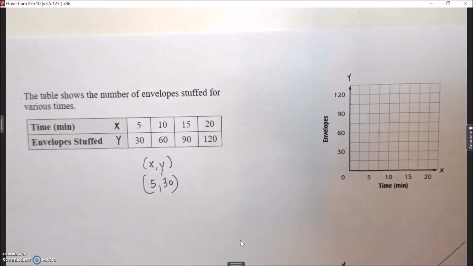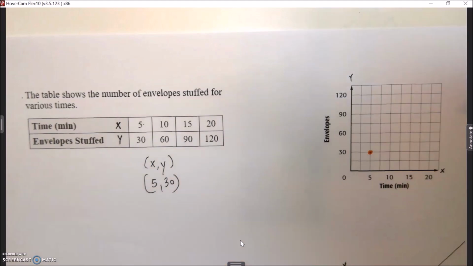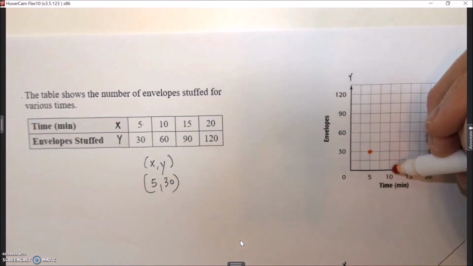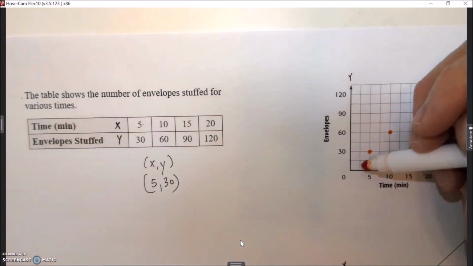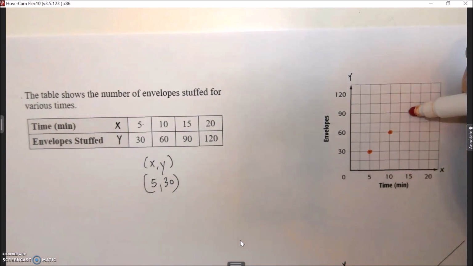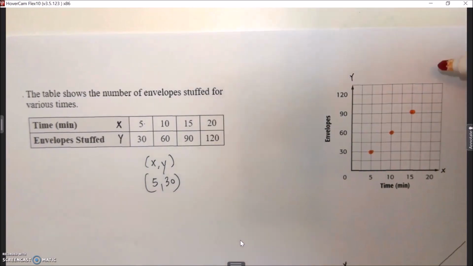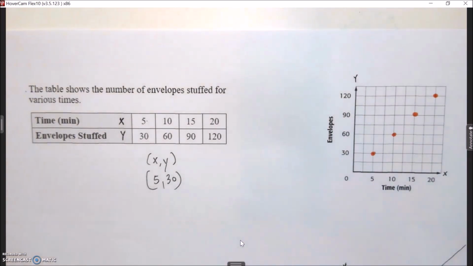Our first ordered pair is going to be 5, 30. I'm going to go over 5, up 30. Boom. Next, we have 10, 60. So I'm going to go over 10, up 60. There it is. 15, 90. Go over 15, up 90. And you can start to see a pattern. Guys, when you have these constant rates of change, it just becomes easy. You can just anticipate where the point's going to be.